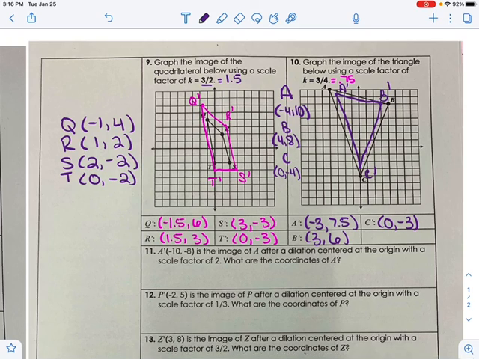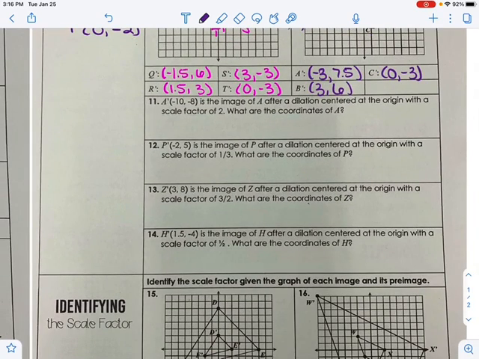Okay, I'm going to move on to some word problems. A prime at negative 10, negative 8 is the image of A after a dilation set around the origin with a scale factor of 2. What was the coordinate of A? So remember, A prime is after a scale factor has been applied, and we apply a scale factor with multiplication. So then to go backwards, we would then divide to get our original numbers since we applied a scale factor. So A, negative 10 divided by 2 is negative 5, and negative 8 divided by 2 is negative 4.